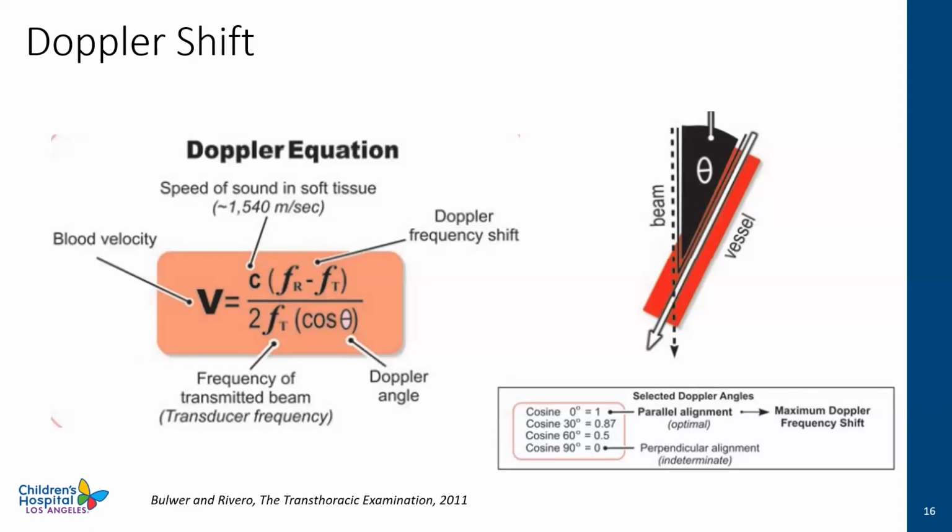And in practice, this means that angles up to 15 to 20 degrees are generally acceptable, but anything beyond that is going to really lead to an underestimation and a miscalculation.